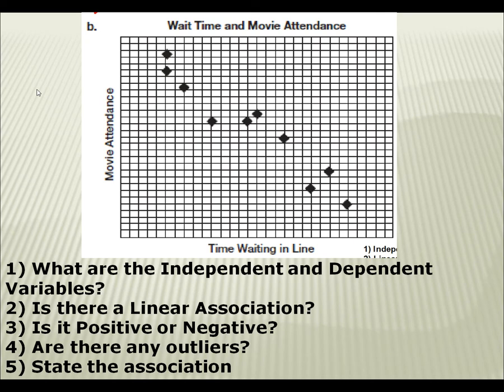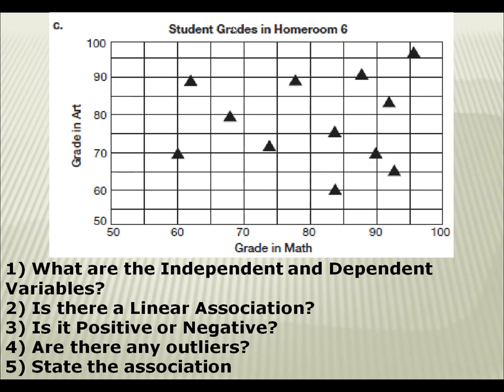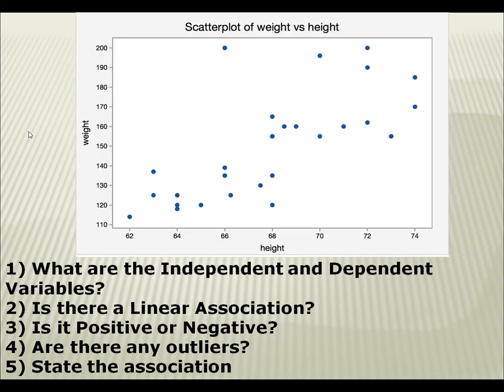So our next scatter plot, we have student grades in homeroom. So here's the student's grade, their grade in math compared to their grade in art. And there's your points. So then this is question C. 1, 2, 3, 4, 5. Answer those questions. Type them in there. All right. If you've done that, then we can go to our next slide.